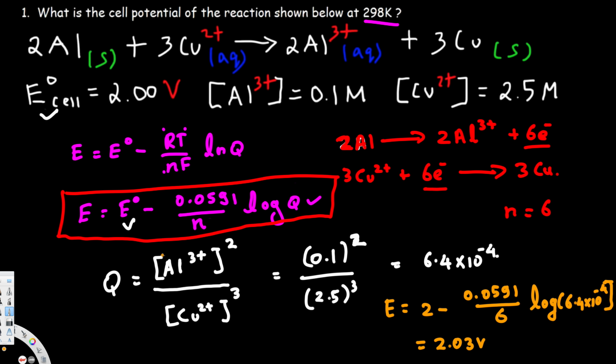Now we have to know what is the difference between E and E naught. E naught is the standard cell potential and E value is the non-standard cell potential. So here, since we have E naught, the question is asking for the non-standard cell potential, right? So that's what we have figured out right here, and this is how we do this kind of problem.